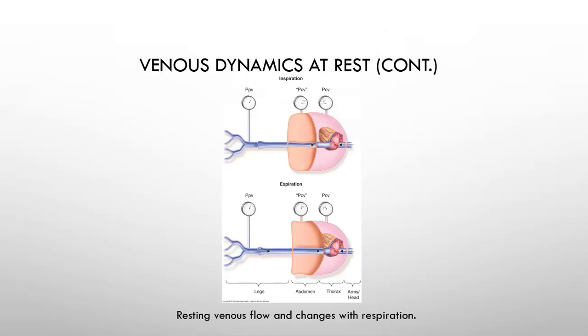All right, so venous hemodynamics at rest, inspiration in the legs, and this is kind of flipped around so that the legs are on the left here. The pressure increases, decreases, the flow cannot go from the legs into the abdomen. During expiration, the flow from the legs can then travel to the abdomen.